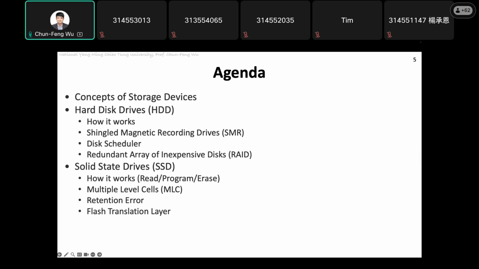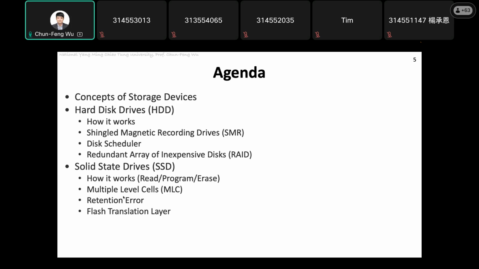After that, we will talk about solid state drives. In the operating systems course, we only talked about the reprogram and erase part, right? And we talked a little bit about the MLC part. So this time we'll recall it again in a very similar way. And this time we will add several more advanced, research-oriented topics.